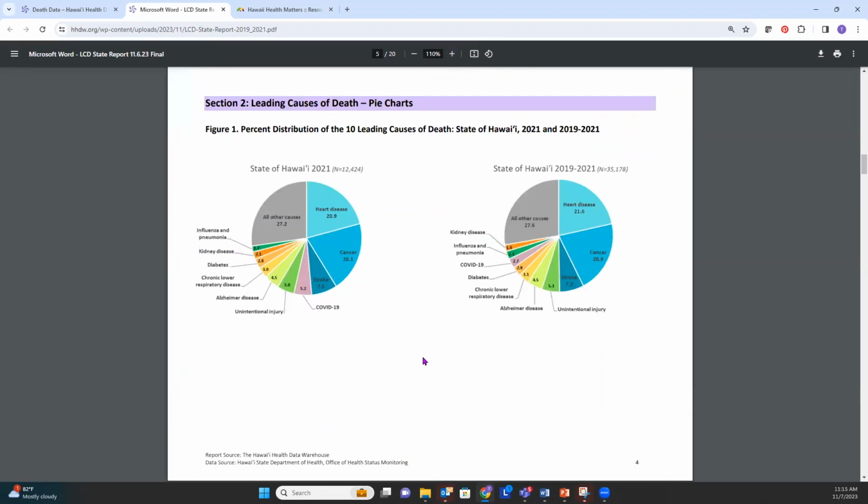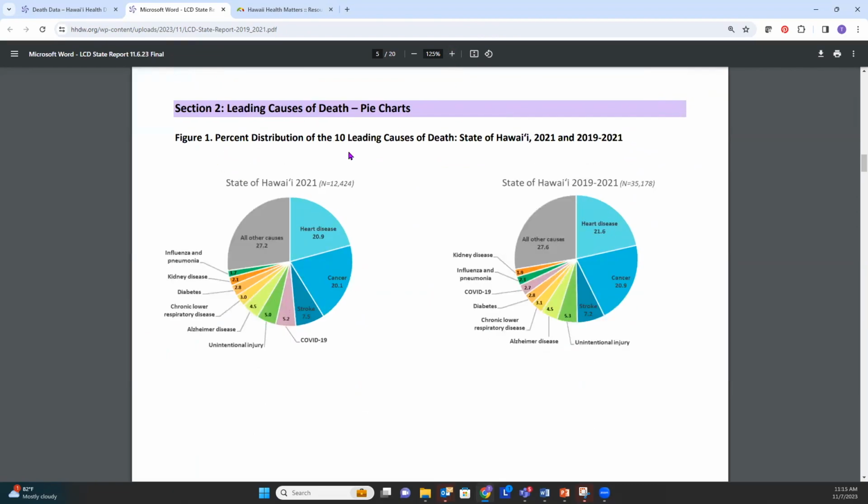The first thing you'll see is one of our pie charts here, and it's the percent distribution of the 10 leading causes of death. And here for the state of Hawaii, you would read this and say this is for the state of Hawaii in 2021. There were 12,424 deaths during this time period. Of those, 20.9% were due to heart disease, 20.1% to cancer, 7.5% to stroke, 5.2% to COVID-19, and so forth.